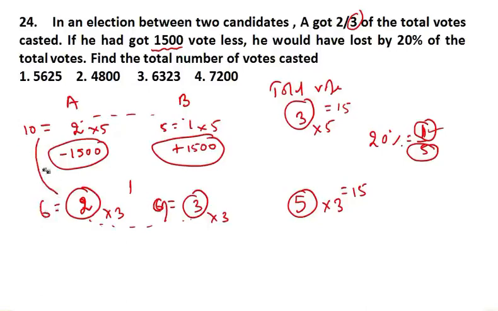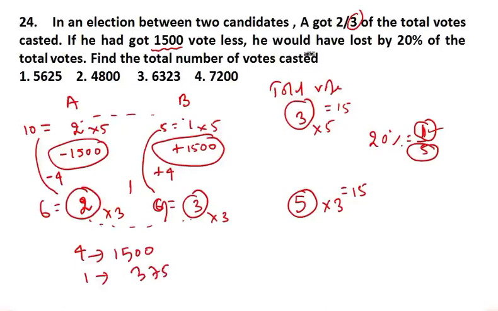Now see, here is a loss of 4 votes and here is a gain of 4 votes. Now this 4 represents 1500. So 1 vote will represent how much, tell me? If 4 represents 1500, then 1 will represent 375.